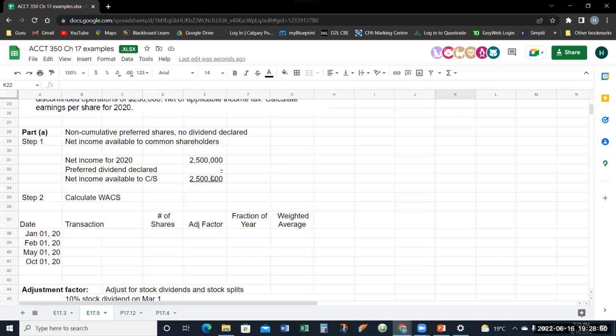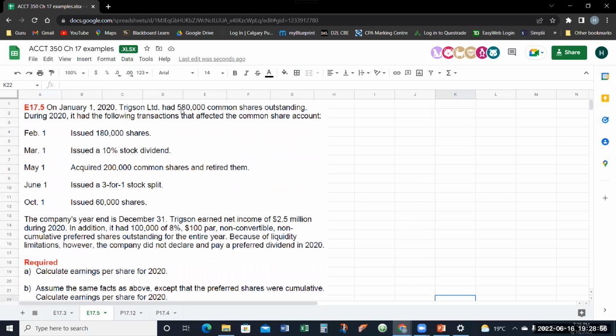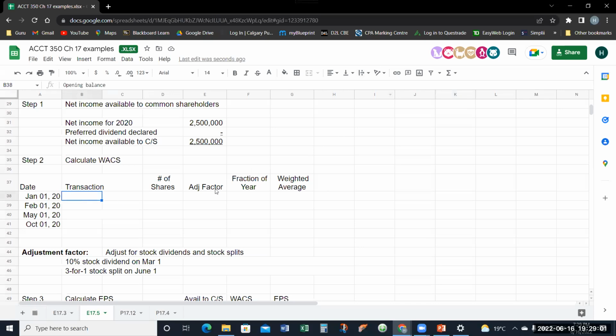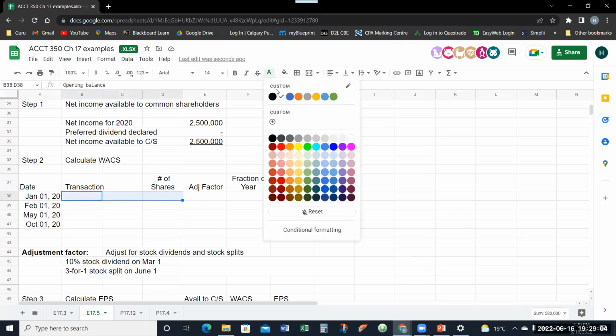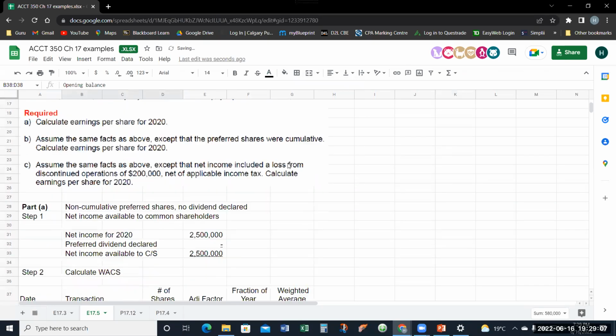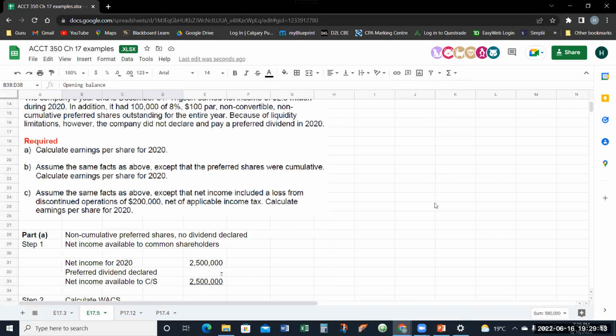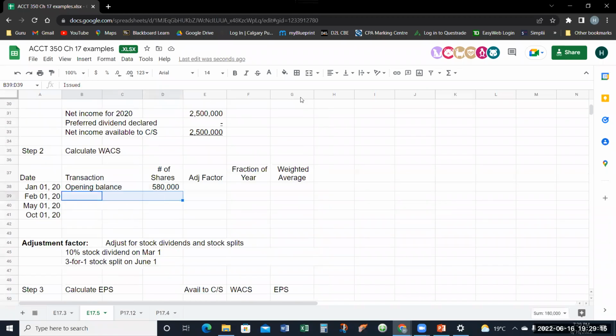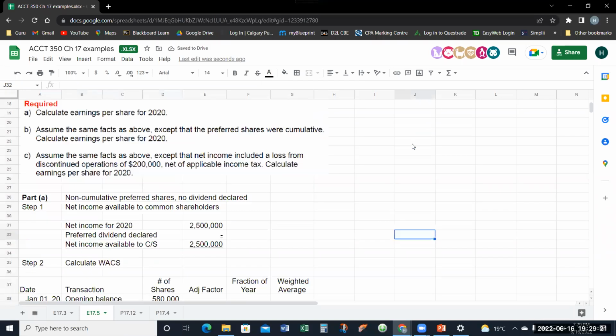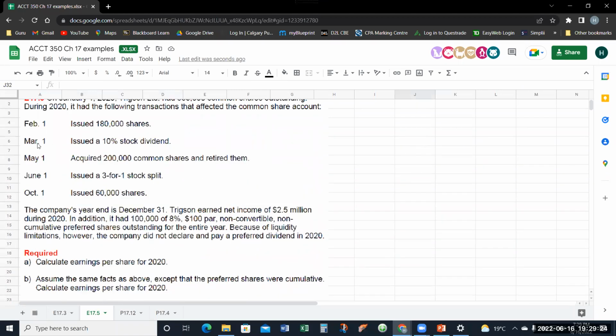Next step, you want to calculate weighted average common shares. So for weighted average common shares, we began the year with 580,000, right? 580,000, that's our opening balance. The first transaction that occurred during the year is Feb 1st, we issued 180,000 shares. So issued shares, 180,000, that's going to increase the number of common shares. Then on March 1st, there's a stock dividend. We're going to keep that aside because that's an adjustment factor for us.